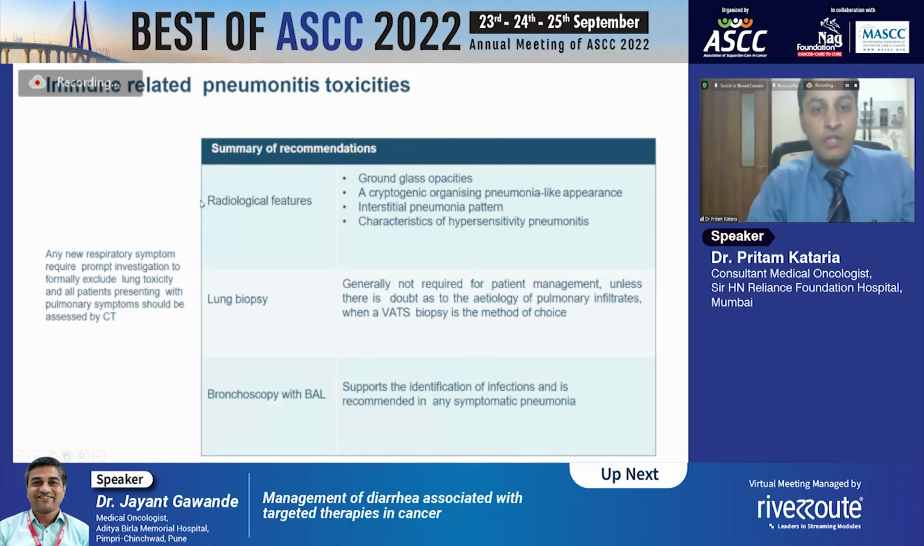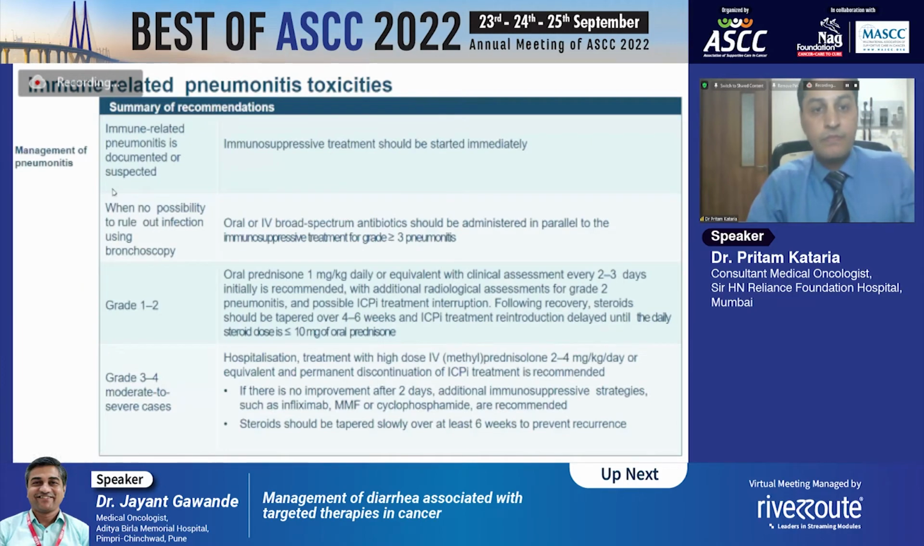So the radiological features for pneumonitis, or lung toxicity because of the immunotherapeutic agents, would be ground glass opacities, a cryptogenic organizing pneumonia-like picture, interstitial pneumonia pattern, and a pattern of hypersensitivity pneumonitis. Lung biopsy is generally not indicated unless there is a doubt whether it is infective versus immune-related. Bronchoscopy with lavage would be required if there is confusion between whether it's immune-related or infective. So I've enumerated the treatment for the pneumonitis toxicity before.